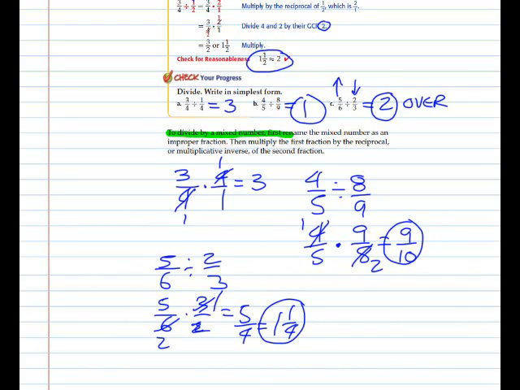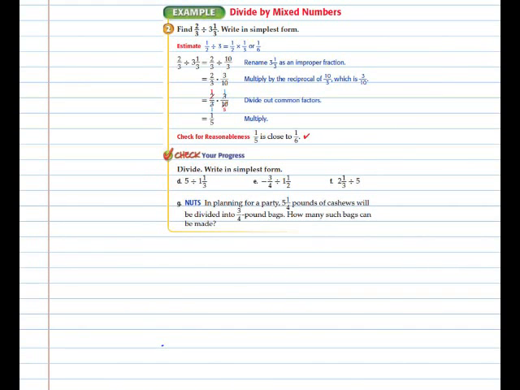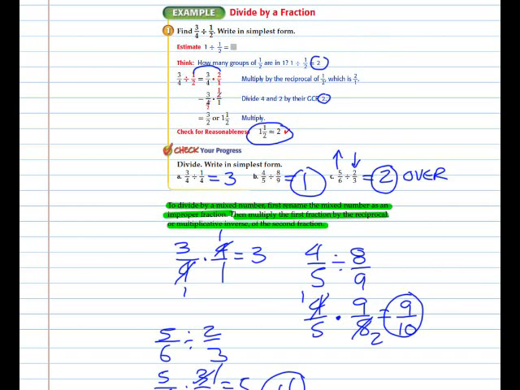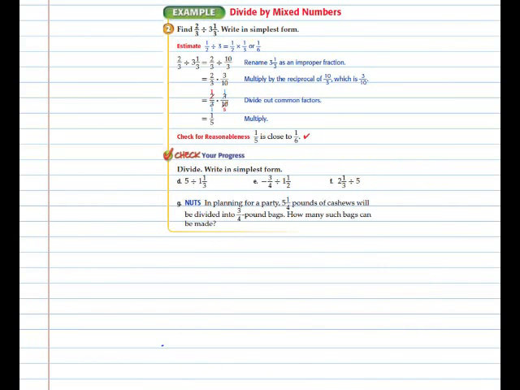To divide by a mixed number, first rename the mixed number as an improper fraction, then multiply the first fraction by the reciprocal or multiplicative inverse of the second fraction. 2/3 divided by 3 1/3. Rewrite or estimate first of all. 2/3 I'm going to round to 1/2. 3 1/3 I'm going to round to 3. My estimate's going to be 1/2 divided by 1/3.